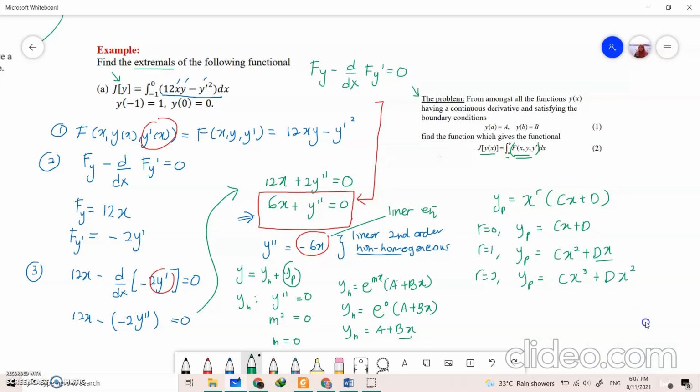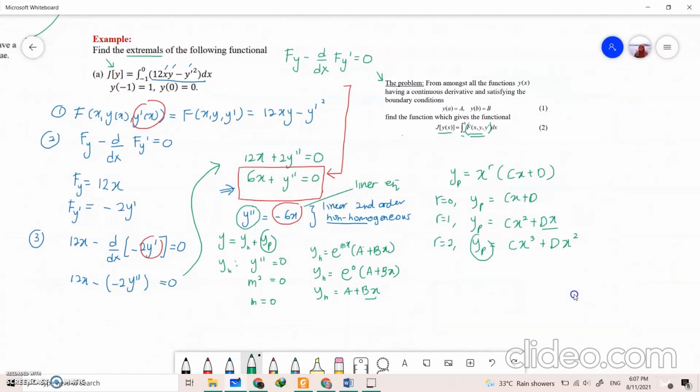Okay, so now comparing this yp to y double prime here means you need to differentiate up to second order. So yp is given as cx cubed plus dx squared, right? So your y prime equals 3cx squared plus 2dx, and y double prime equals 6cx plus 2d. So here we have y double prime, here we have y double prime, then we can just compare to negative 6x here. So now you can see c becomes negative 1 and d becomes 0.